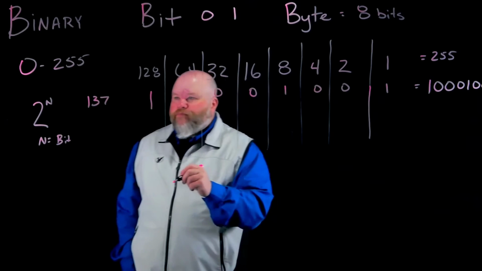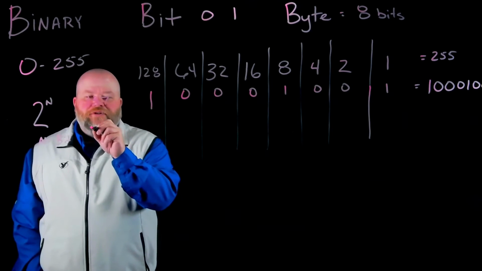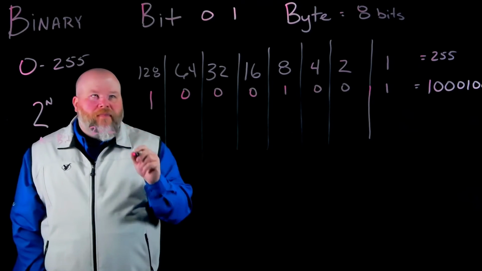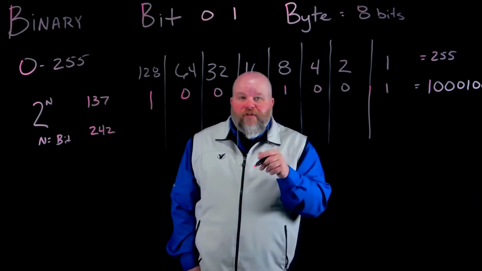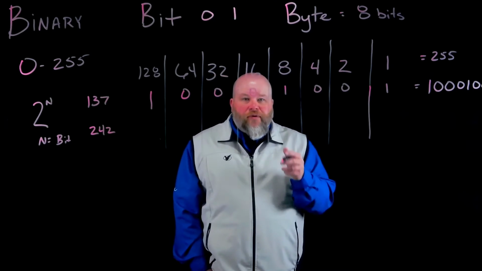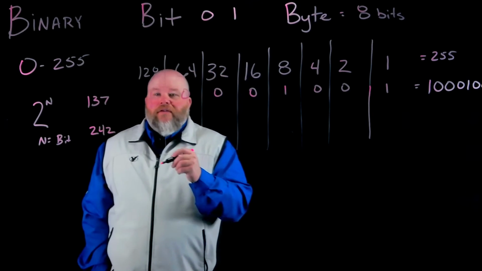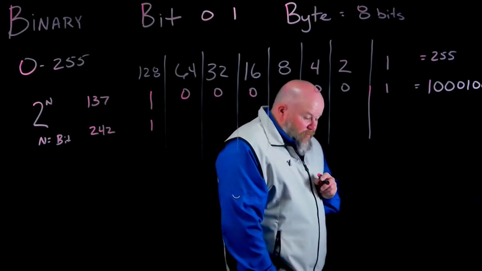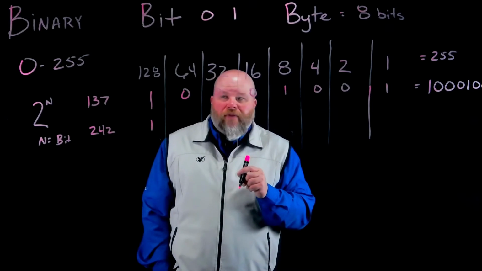Let's do another one. How about 242? Can we subtract 128 from 242 and have a value of 0 or greater left? And the answer is absolutely yes. So we're going to turn this one on. And we have a remainder now of 114 to still work with.